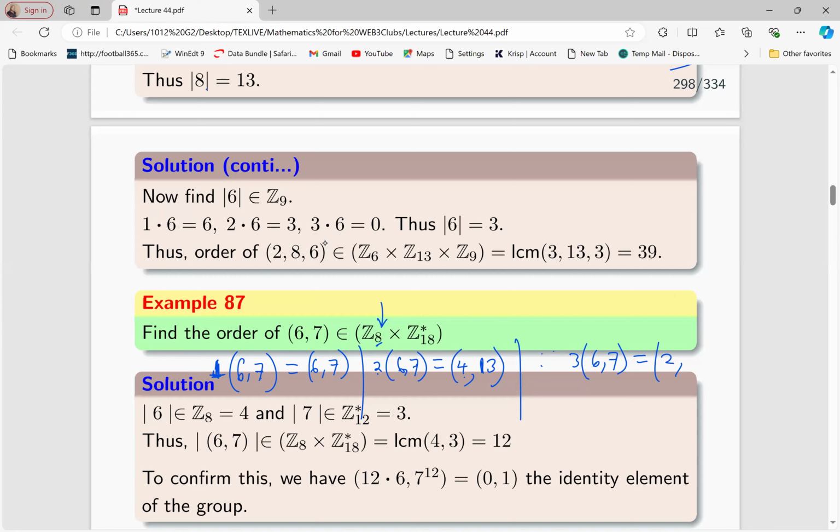And then 7 raised to 3. 7 raised to 2 was giving us 13. 7 raised to 3 is just the same as 7 raised to 2 times 7. But 7 raised to 2 is 13. Then times 7, that gives us 91. That 91 divided by 18 is 5 times, and the remainder is 1.